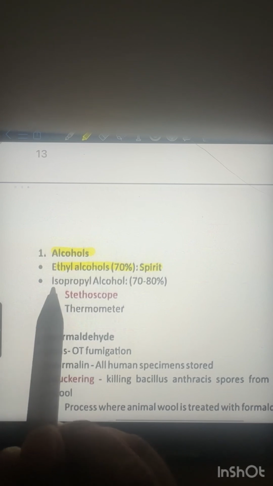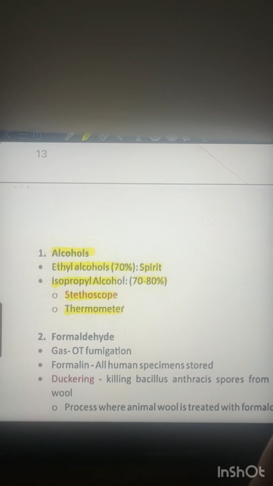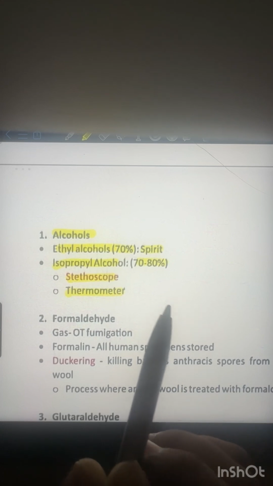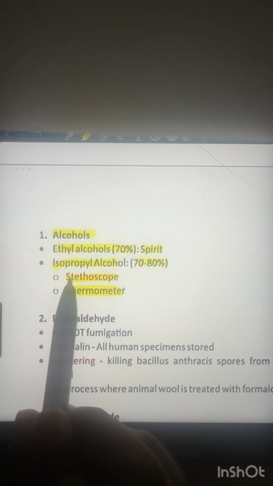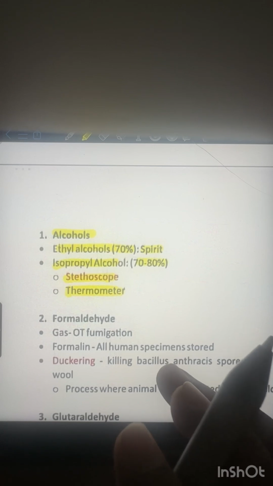Ethyl alcohol, I think everyone knows, is the spirit swab that we use. The spirit swab with which you clean the skin or anything before you put a needle, that is a spirit swab. 70% ethyl alcohol is simple. Isopropyl alcohol is also 70%, and very, very important for a doctor because that is how you sterilize, number one, your stethoscope, which you always forget to sterilize, and the second thing is a thermometer. Even a thermometer is sterilized using it. So remember the stethoscope and the thermometer with isopropyl alcohol 70 to 80%.